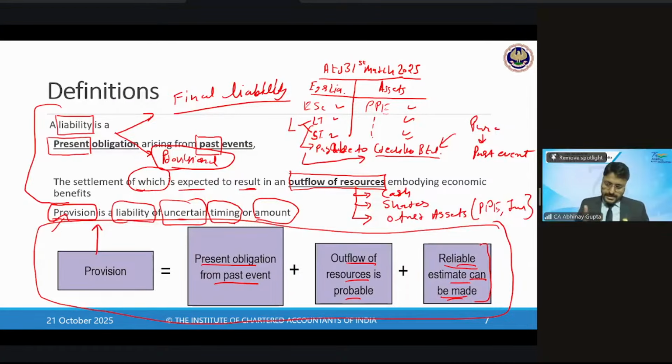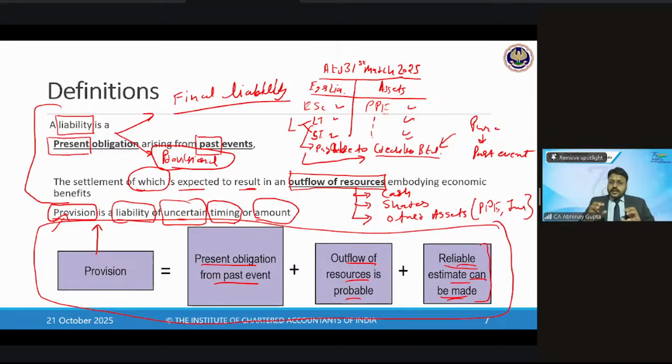Yes. But at today's date, on 31st March 2025, when I'm preparing this balance sheet, I do not know what will happen in the future on this case. And lawyers are advising me, boss, chances are less that we will win. So there are more chances of losing. If the lawyers are not confident, then it means there is a liability on the balance sheet, a liability on the company.